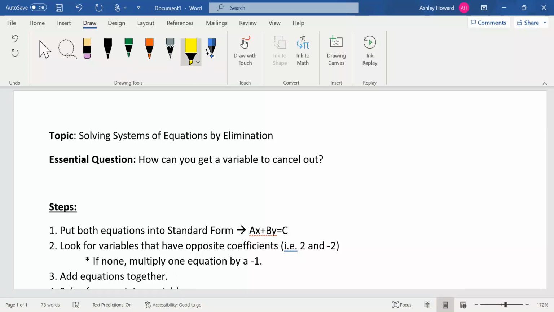Okay, so today we're going to be talking about solving systems of equations by elimination. We've talked about graphing and finding where the points intersect or the graphs intersect. We've also talked about substitution where we solve for a specific variable and substitute back in. So elimination is going to be pretty similar. Our essential question today is how can you get a variable to cancel out?